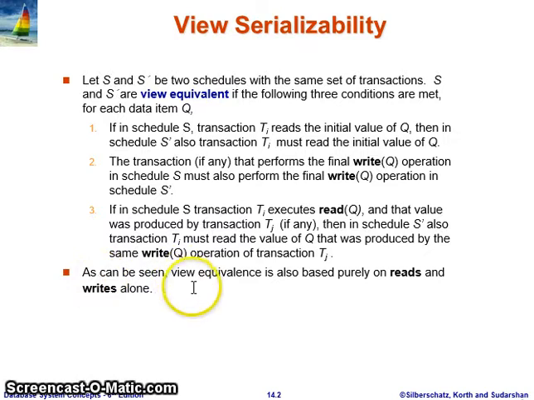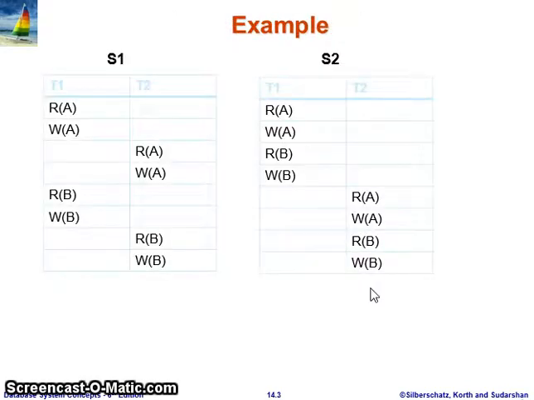As you can see, view equivalency is also based purely on read and write operations only. We are ignoring all other update operations. See one example. Check the view equivalency for schedule S1 and schedule S2.